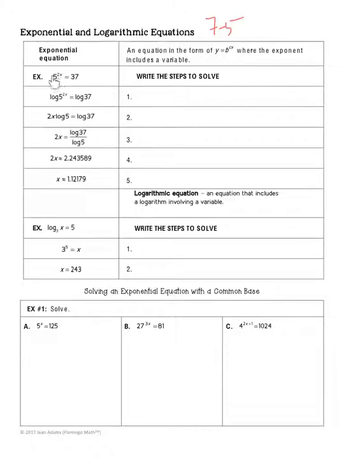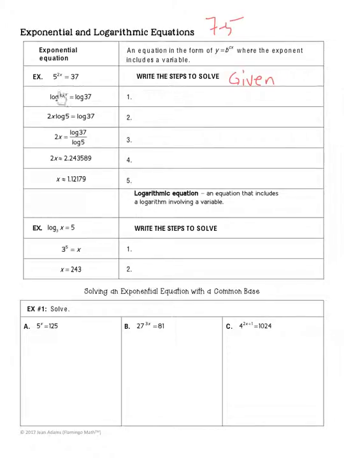So here's our example question right here. 5 to the 2x equals 37. And we're going to write the steps to solve. So theoretically, this first step is our given, if you recall that all the way back to geometry.